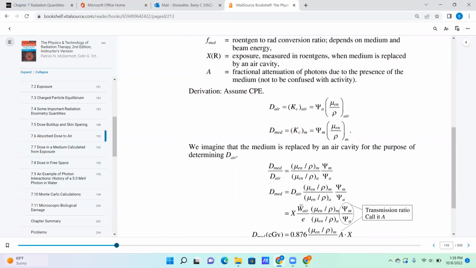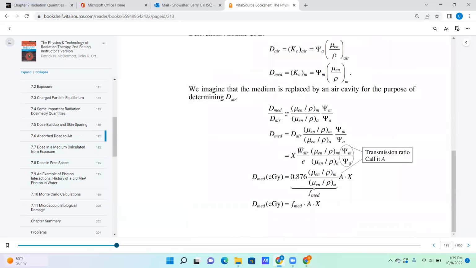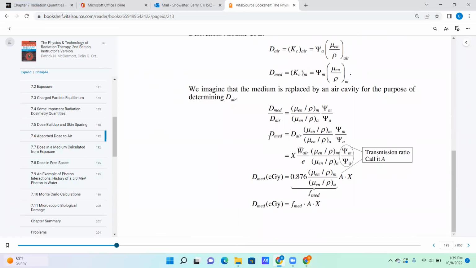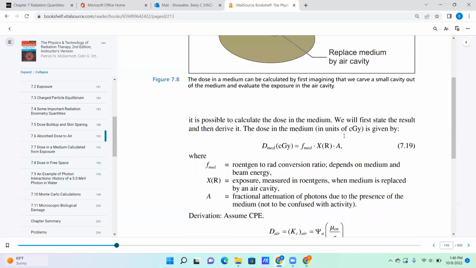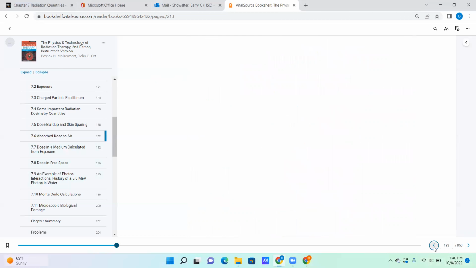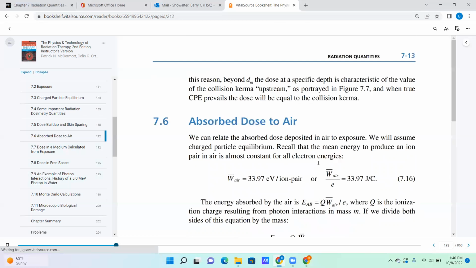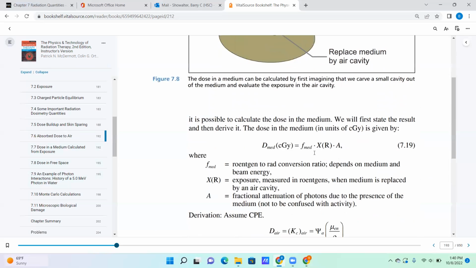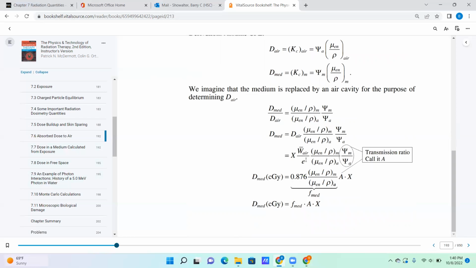So we've got dose in air, which is the same as our air kerma, which is the same as this relationship. Dose in medium basically follows the same thing. If we take the dose in the medium divided by the dose in the air, basically we can then divide both sides by the dose in air. We know what the dose in air is. We replace it here. That dose to air value is, let me see if I can find it. Remember this? That's how that gets put in there.